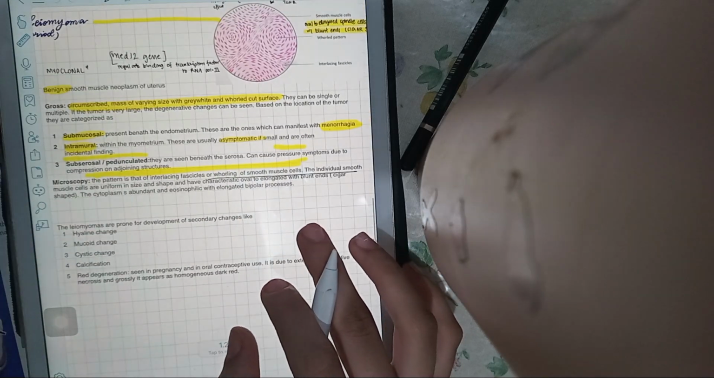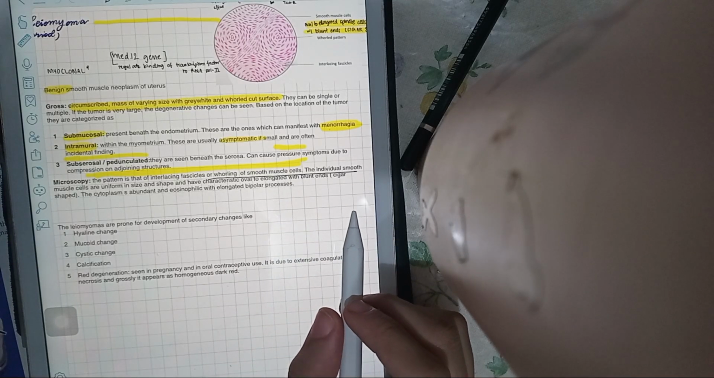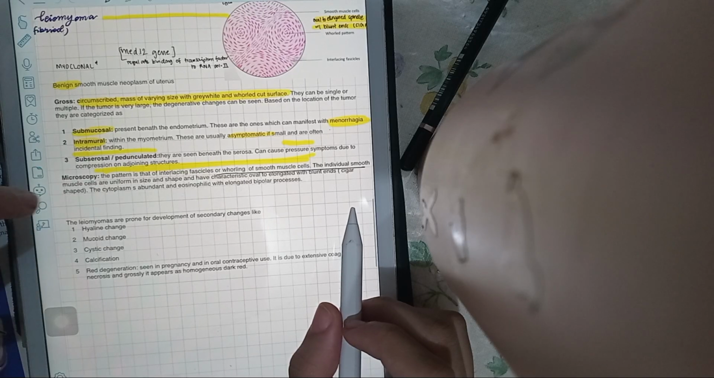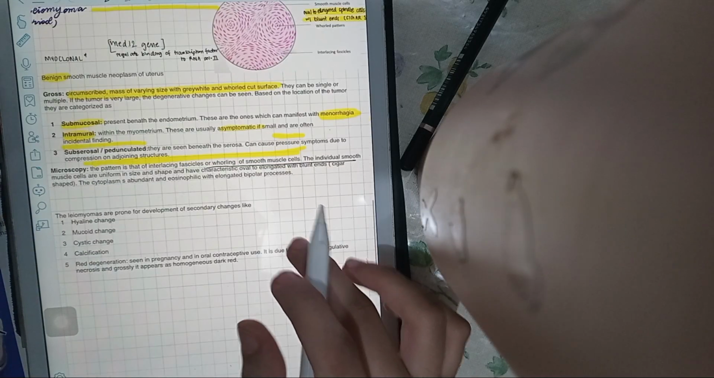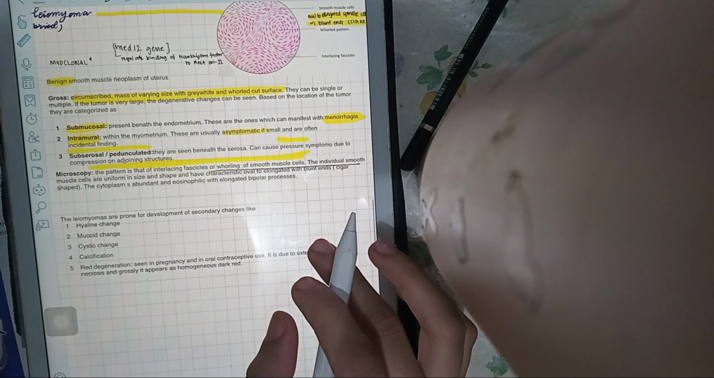So grossly, these are circumscribed masses of various sizes with grey, white, whorled cut surface. They can be single or multiple. If the tumor is very large, degenerative changes can occur. Based on location, they can be submucosal, which is beneath the endometrium. They manifest with menorrhagia, so of course they cause painful periods and bleeding in women. If that is happening, the differential diagnosis on your list is submucosal leiomyoma.